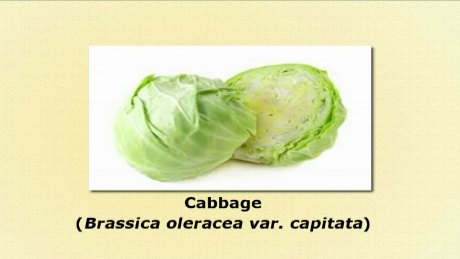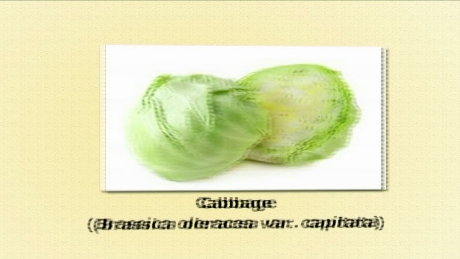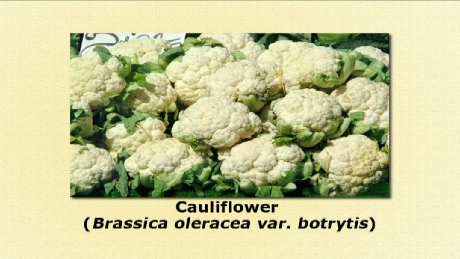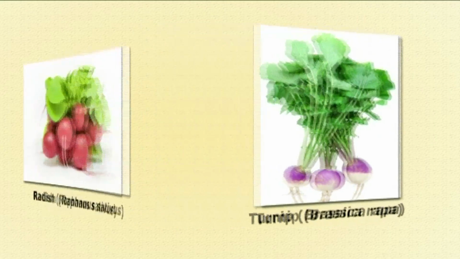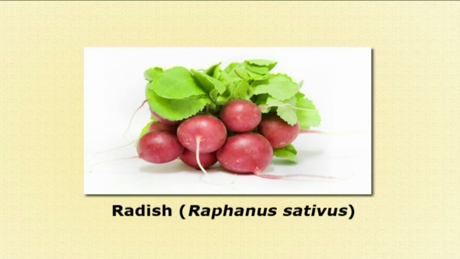Cabbage, its scientific botanical name is Brassica oleracea variety capitata. Cauliflower, its scientific name is Brassica oleracea variety botrytis. Then turnip, its scientific name is Brassica rapa. Radish, scientific name Raphanus sativus.